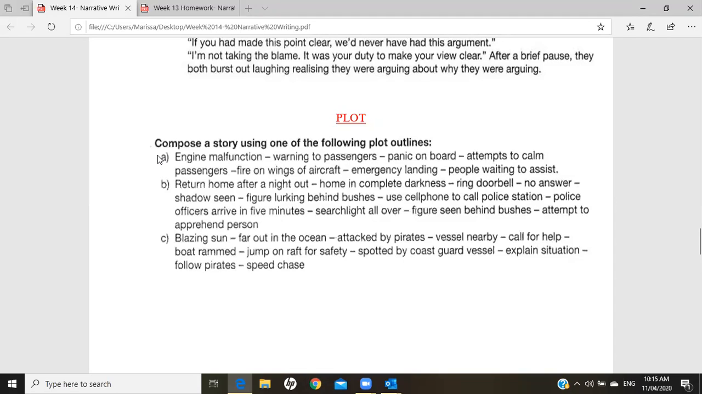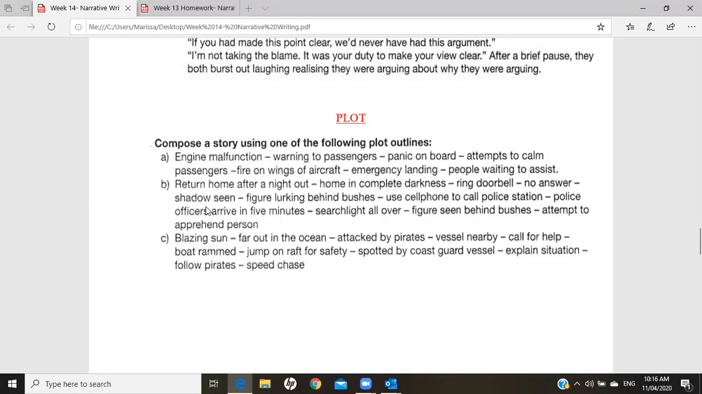And how did the engine start to malfunction? Did it happen naturally? Did somebody tamper with the plane? It could be both ways. So maybe if you want to make a story more exciting, you can say that someone actually tampered with the plane and that's what caused the engine to malfunction.